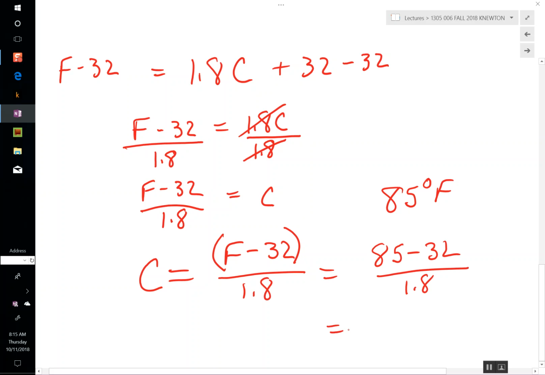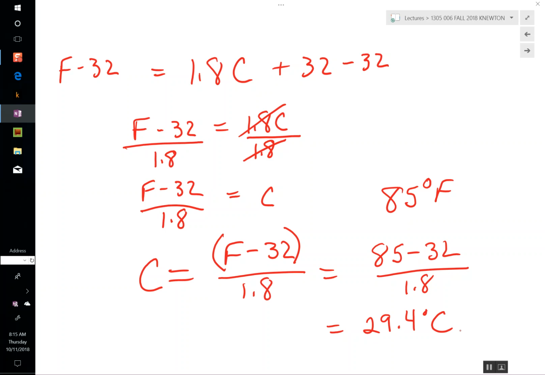If you were talking to someone from Brazil or Europe and they said, how hot is that going to be in centigrade? 29.4, and label it. The full answer is 29.4 degrees centigrade.